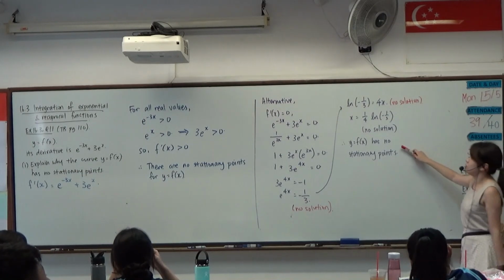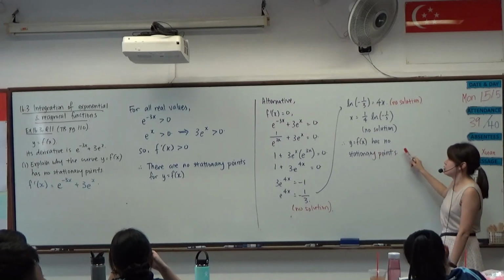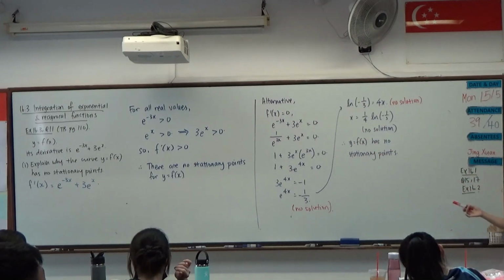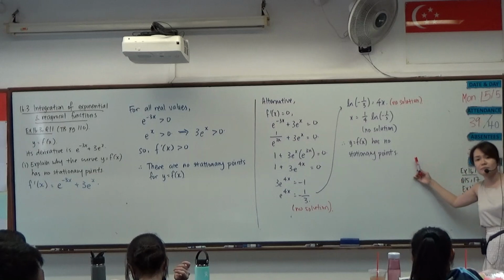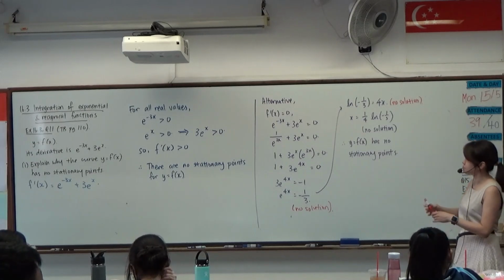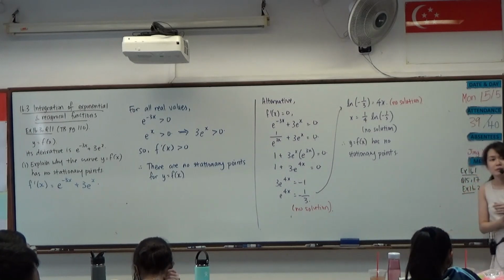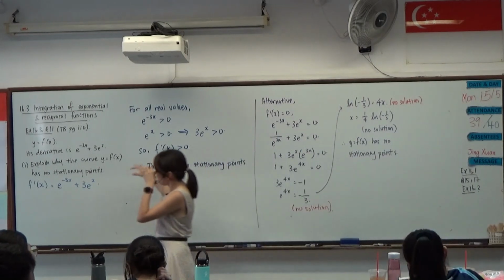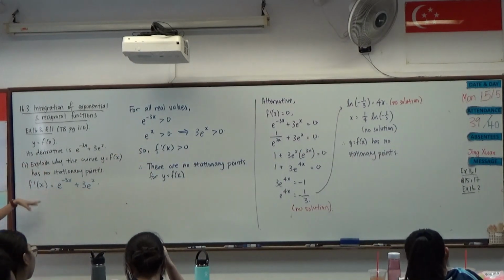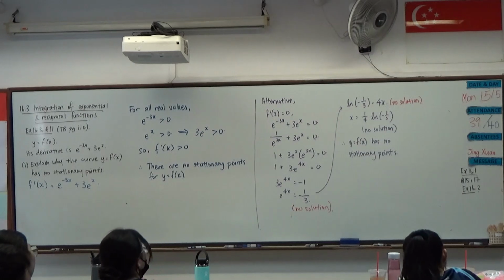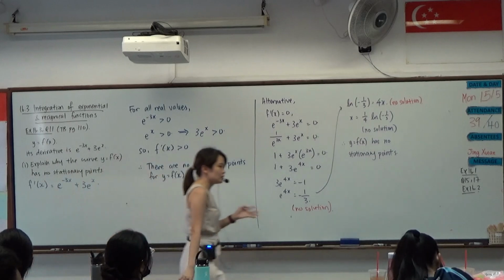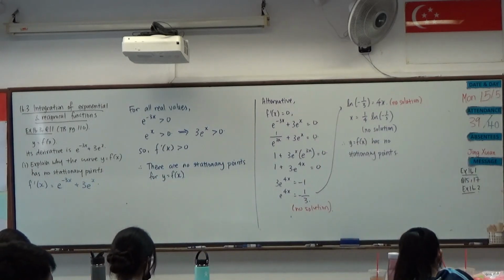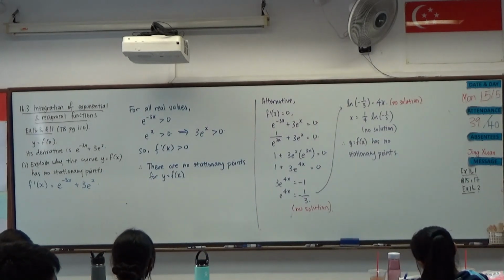Then, because there are no solutions, hence there are no stationary points, because it is not solvable. Alright? So this is really through brute force, whereas over here is really through understanding of your function itself. I want us to learn both, so that we are prepared for different ways of phrasing the question. We may ask for different things.